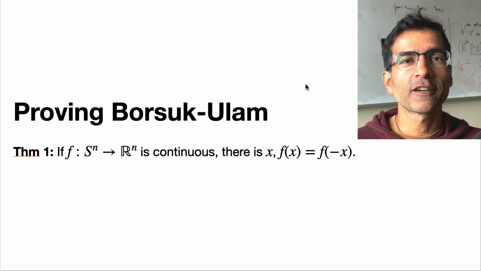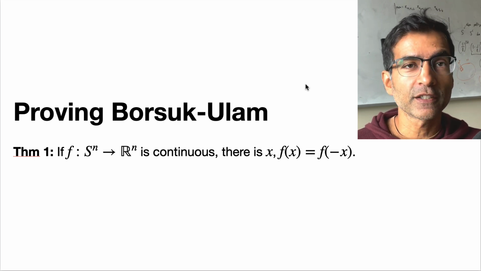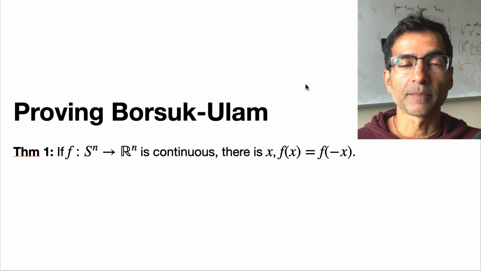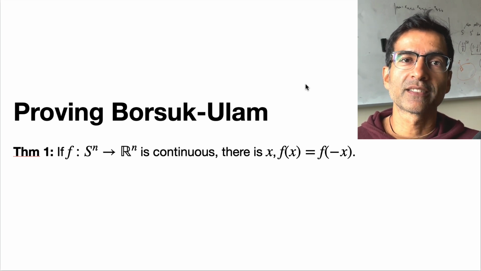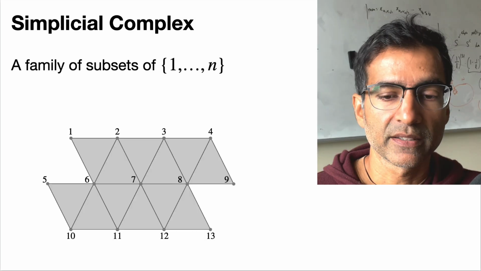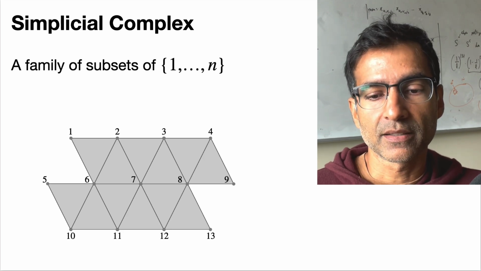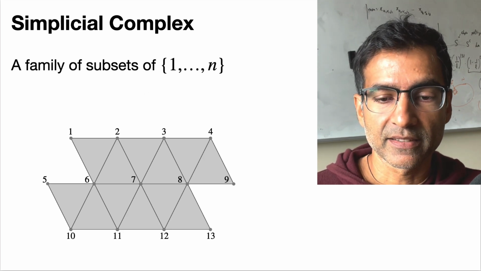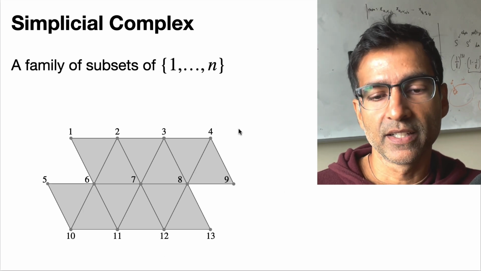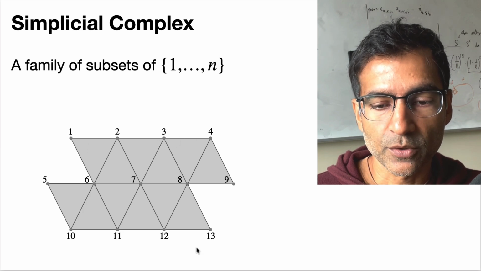Now, as I said before, there are many beautiful proofs of the Borsuk-Ulam theorem using different areas of mathematics. And here I want to show you a proof, my favorite one, that uses the concept of simplicial complexes. So let me start by introducing the concept of a simplicial complex. A simplicial complex is something that looks like this. Okay, it's a family of subsets of 1 through n. There's a bunch of vertices in the complex. Those are the ones that are numbered 1 through 13 in this picture.